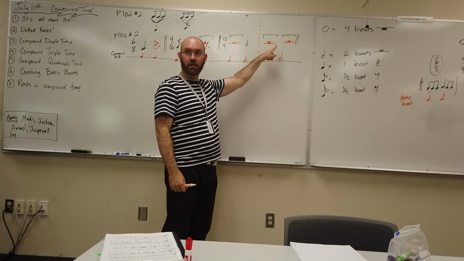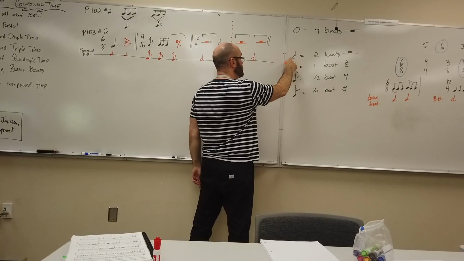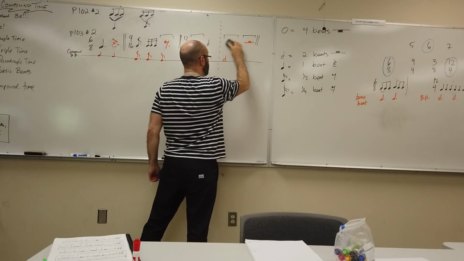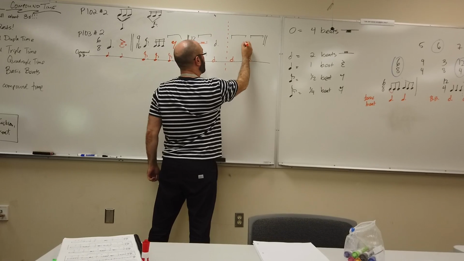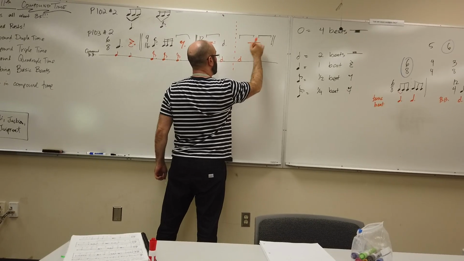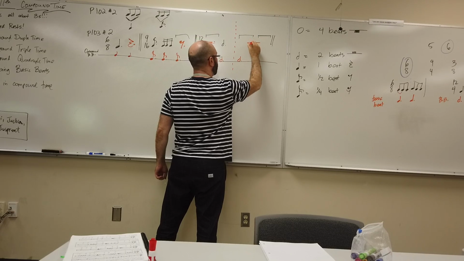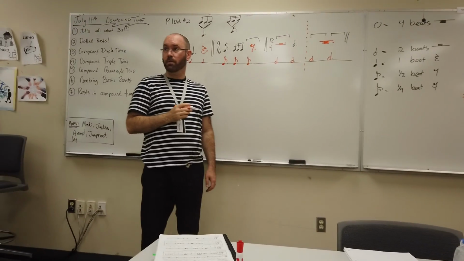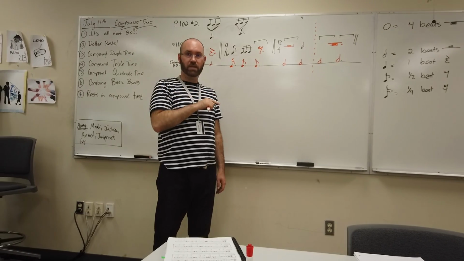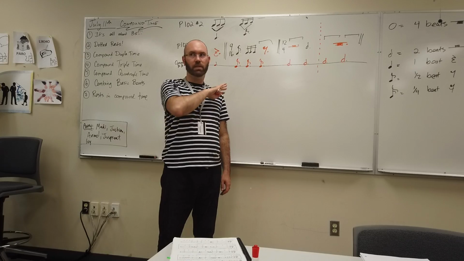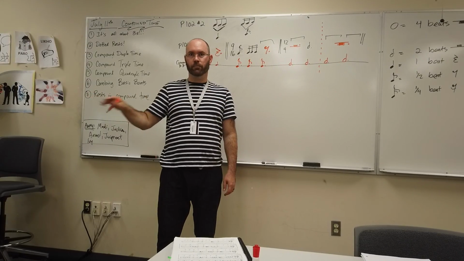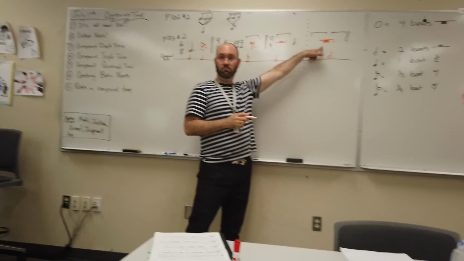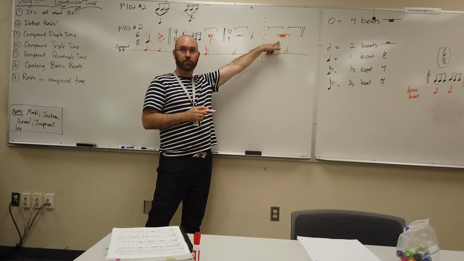I know this looks crazy. 2 dotted half notes makes a dotted whole. So in this case, you would just do a whole rest with a dot. And now you've combined it. So those combination rules you learned last week, they apply to everything. They apply to stems on notes. They apply to simple time and compound time.